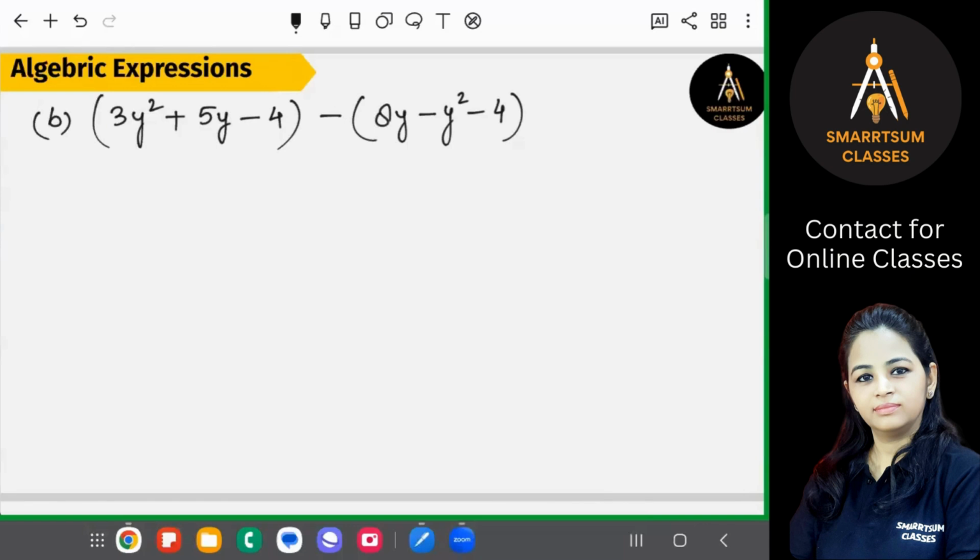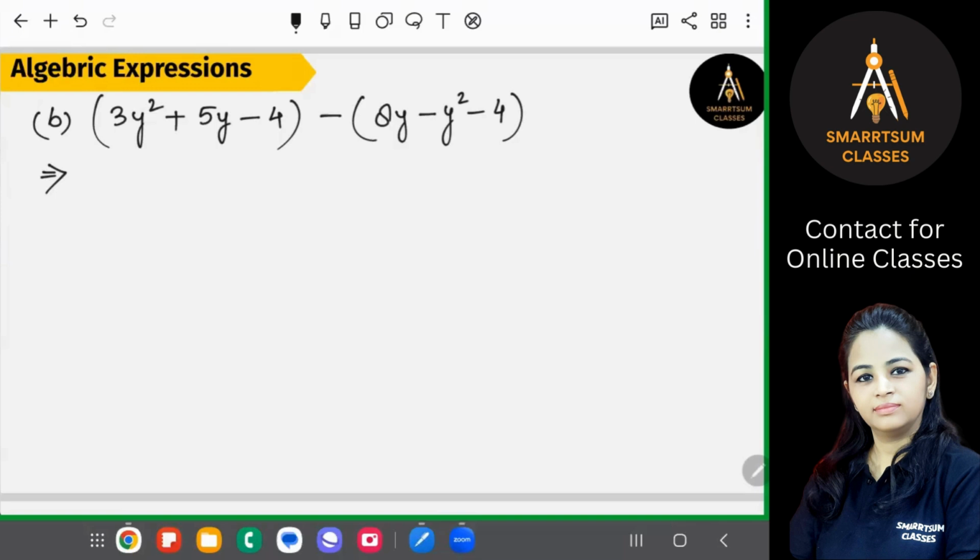Now look at the B part. Again, we have to simplify this by combining the like terms, right? You can see that there are two algebraic expressions, and in between we have a negative sign, the sign of subtraction. So the very first step is to open the bracket. There are two brackets you can see.